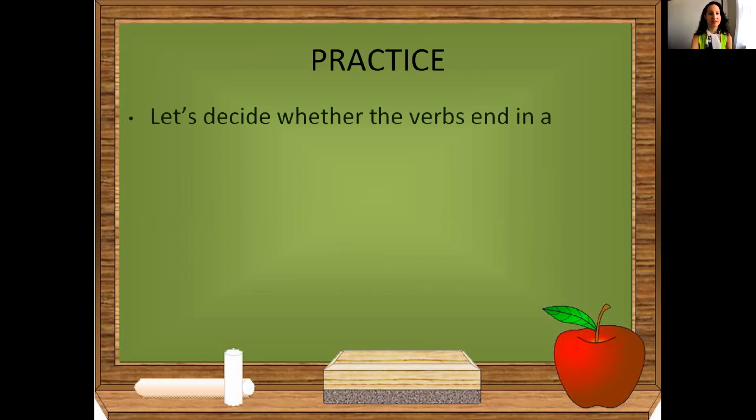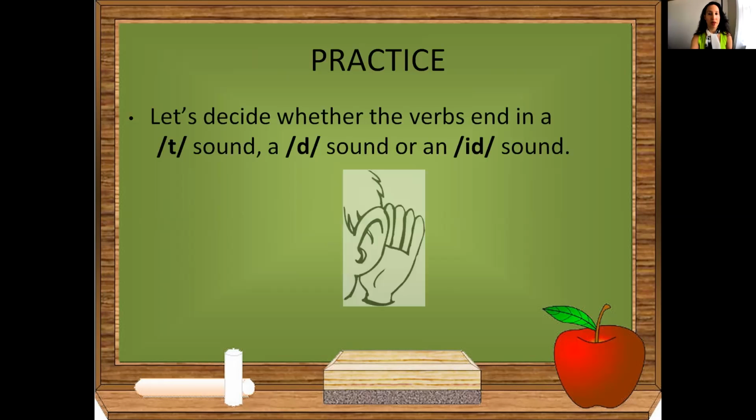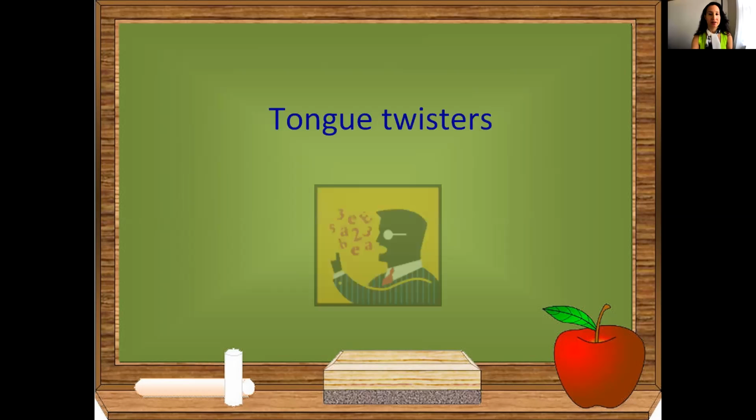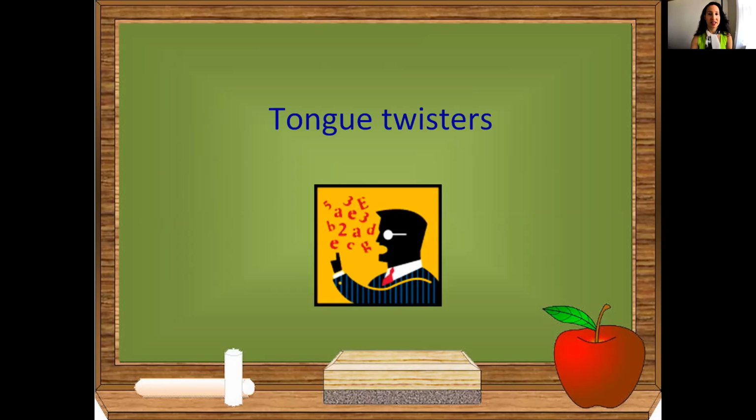Now we're going to practice. Let's decide whether the verbs end in a T sound, a D sound, or an ID sound. Now, does everyone remember what ID sound? It's not ed, it's id. Id. See how my mouth is shaped? Id. Does everyone know how to say this word? Tongue. Tongue twisters. Repeat, tongue twisters. So tongue twisters are the following.